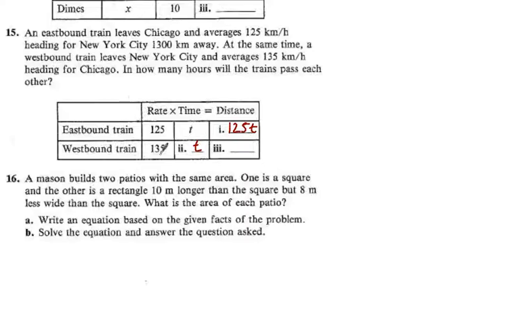So 135 times t is 135t. Now I know that the value of the eastbound train in addition to the value of the westbound train is going to equal a total of 1,300, because the westbound train has gone a certain amount, the eastbound train's gone a certain amount, and if you add those together, when they cross, that will be the total distance between the two cities.